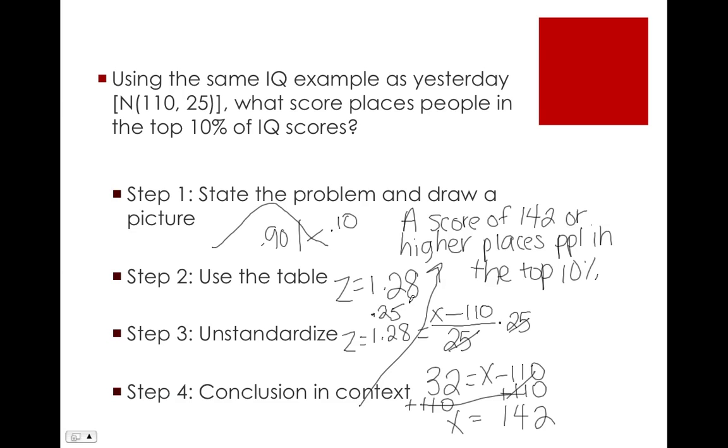All right, so what we did is we drew a picture. We used the table to find the z-score that corresponds to the percentage that we were given. We un-z-scored it, so we went from z back to x. And we wrote our answer in context.